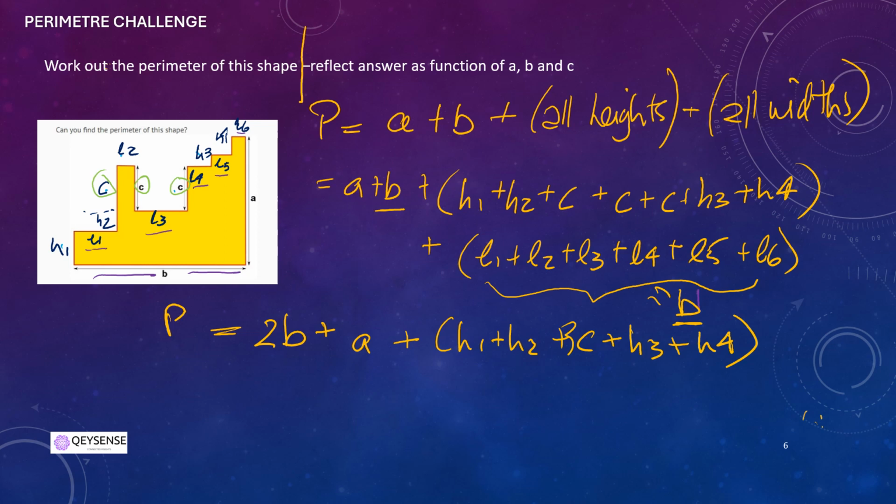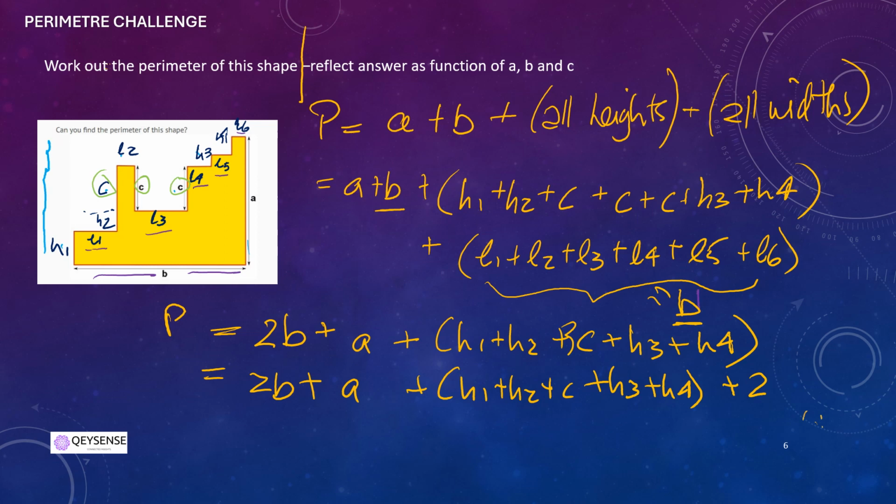Now if we look at similarly the heights, you can see that H1, H2 and C, one of the C's adds up. So if we're slowly coming up to make the length A, we're going H1, H2, C, then we've got H3, H4. So the other two C's here we don't need. So effectively, you can rewrite this as 2B plus A plus H1 plus H2 plus C plus H3 plus H4 plus 2C.